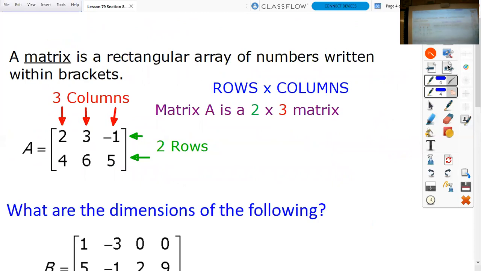All right, so welcome to matrices. A matrix is a rectangular array of numbers written within brackets. Meet matrix A. Matrix A is a 2 by 3 matrix. It's called a 2 by 3 matrix because it has 2 rows and it has 3 columns.